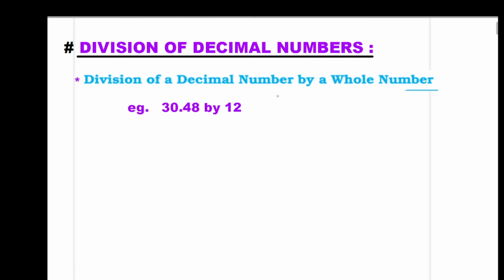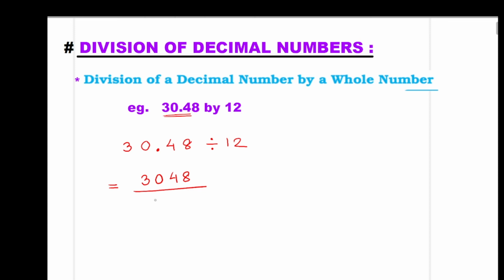Okay, now come to the next topic, division of decimal numbers. Division of a decimal number by a whole number. Here we can apply two methods. Simply we can divide, or we can convert the decimal into a fraction. Mostly I prefer converting the decimal into a fraction. Say 30.48 divided by 12.